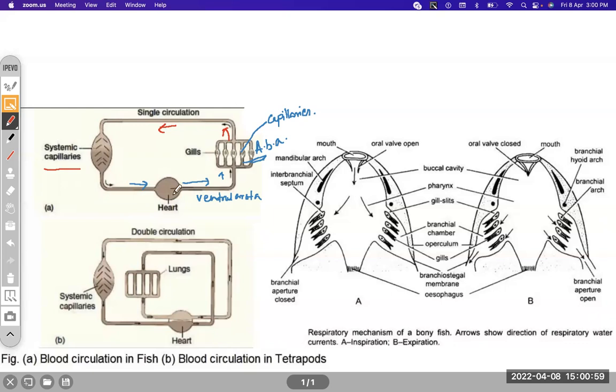So this is a single circulation, meaning in the heart, only deoxygenated blood is flowing. So this heart is again like in Scoliodon, a branchial heart or venous heart. In tetrapods, they have an advancement over this scheme of blood circulation. In the fishes, the heart is only pumping deoxygenated blood. In tetrapods, the heart is pumping both oxygenated and deoxygenated blood. So that is called double circulation.